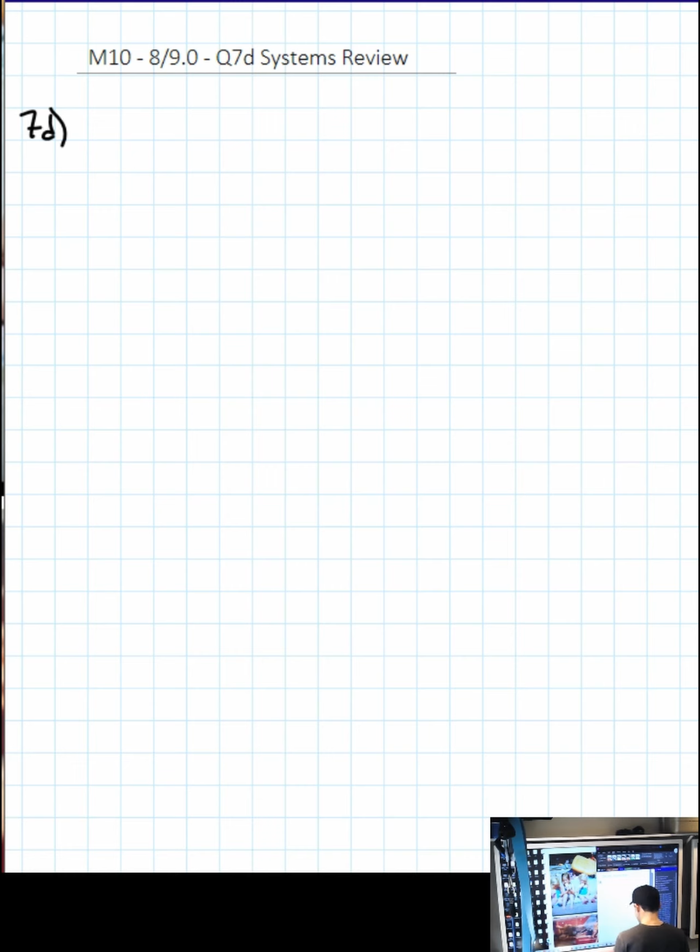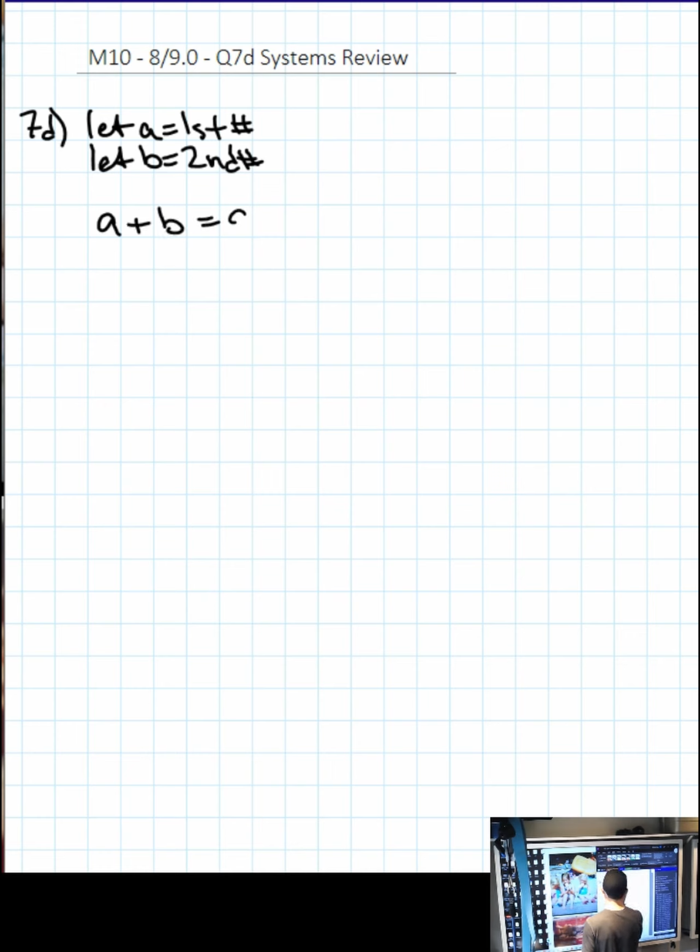Okay, we have 7d. So notice we've been working in one variable so far. Let's start to work in 2. So the sum of two numbers is 9. Let A equal the first number. Let B equal the second number. So the sum of these two numbers is 9, so A plus B equals 9.